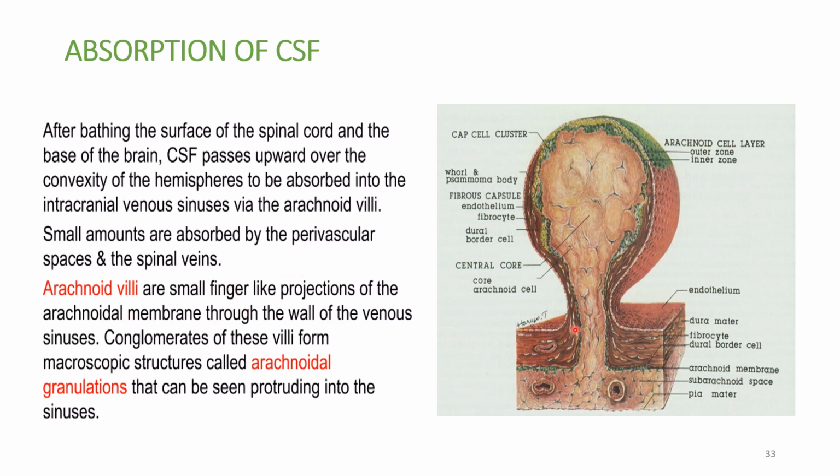Arachnoid villi are small finger-like projections of the arachnoid membrane. So this is one arachnoid villus. It is a small finger-like projection from the arachnoid membrane through the wall of the venous sinuses. So many arachnoid villi, if they are joined together, will form a macroscopic structure called an arachnoid granulation.